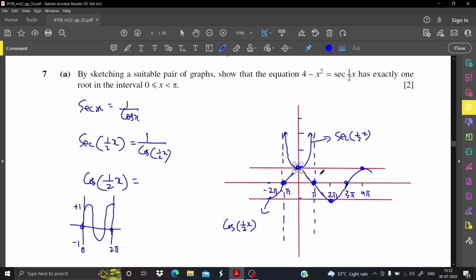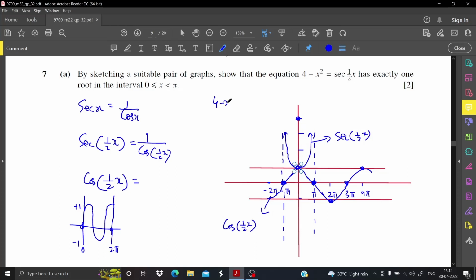Please do not choose some x values like 0, pi by 2, pi within the interval, then find the y values and then plot them. That might look simple, but I feel like it's not professional. It's up to you.